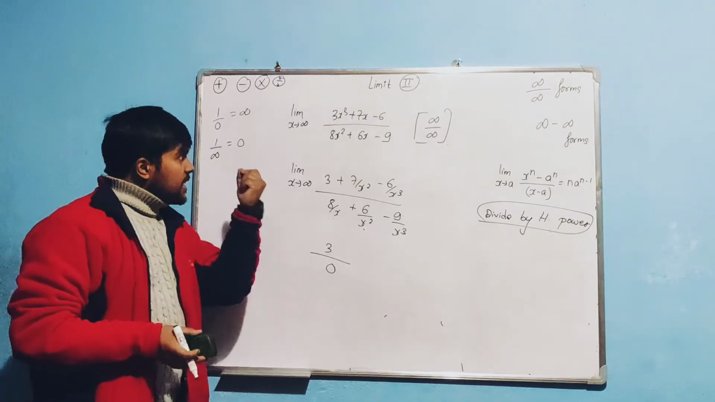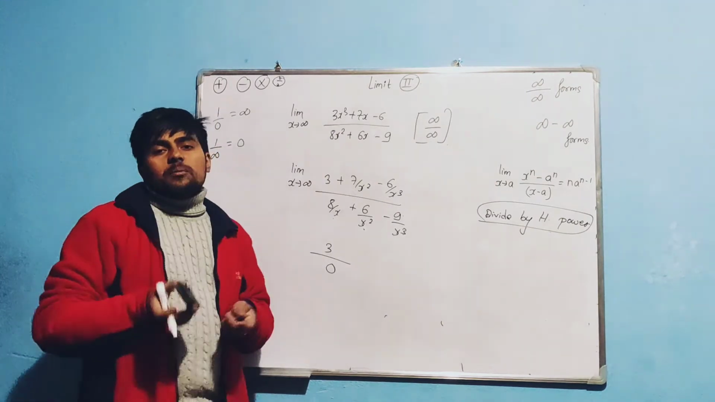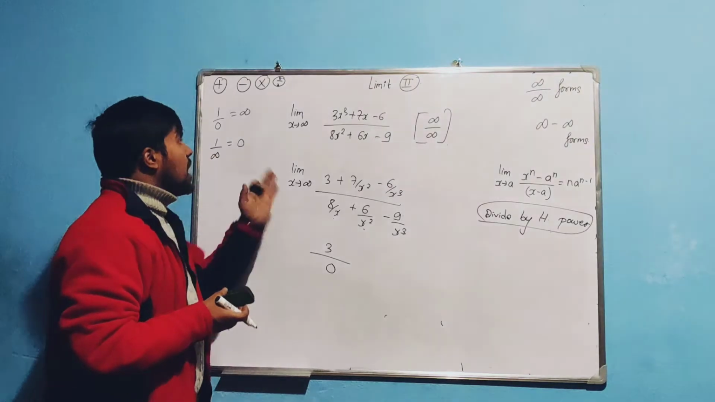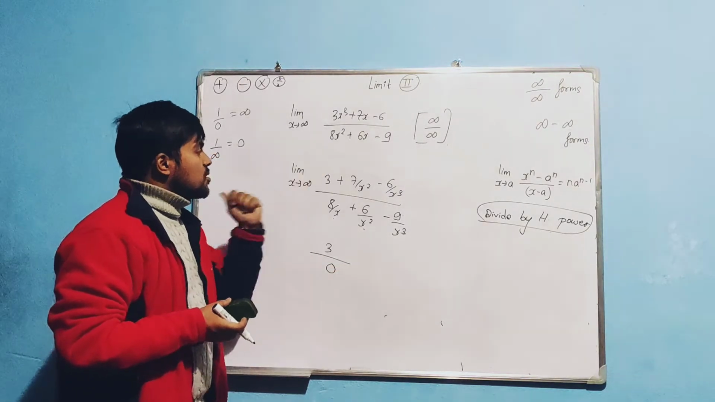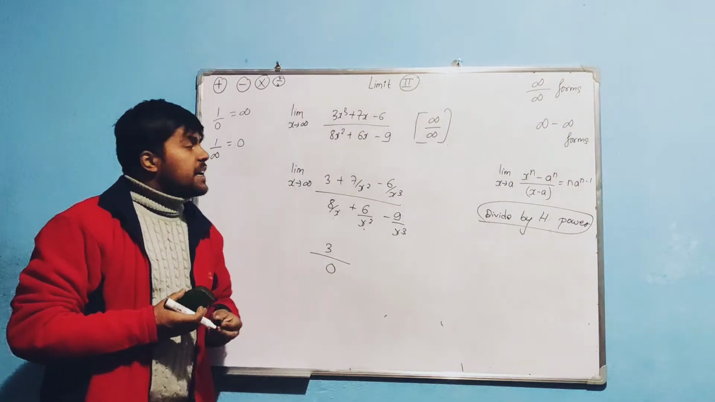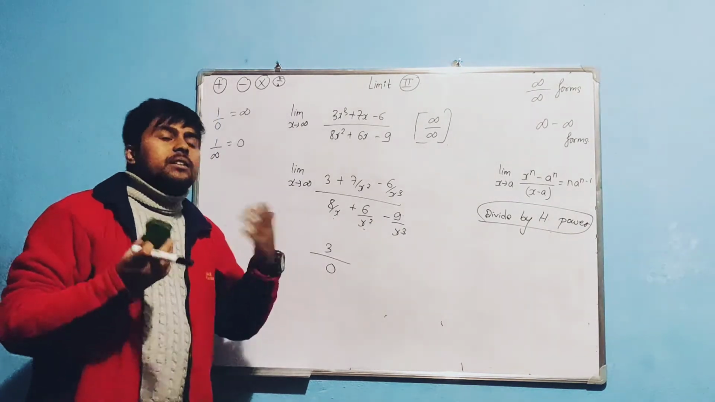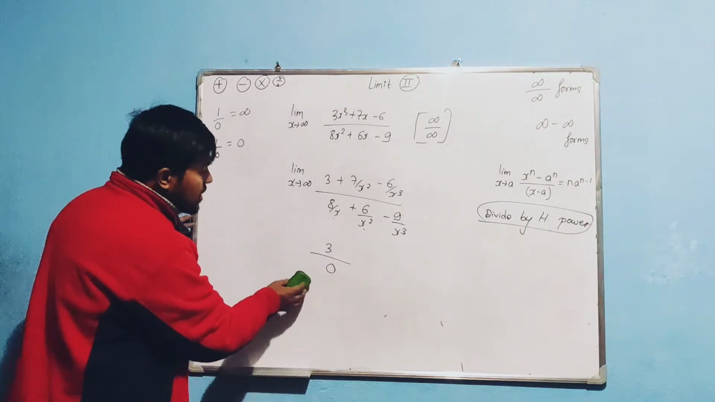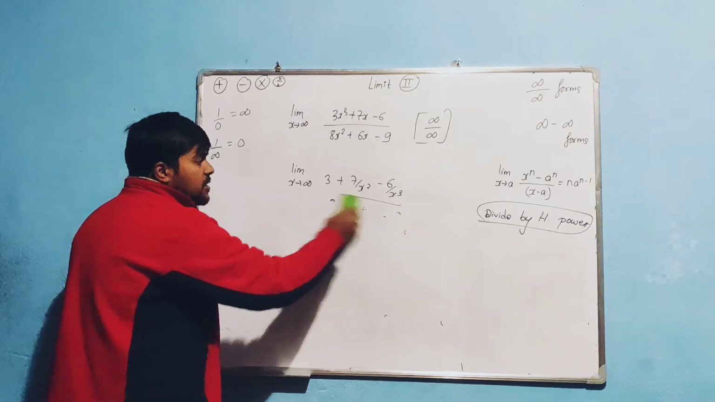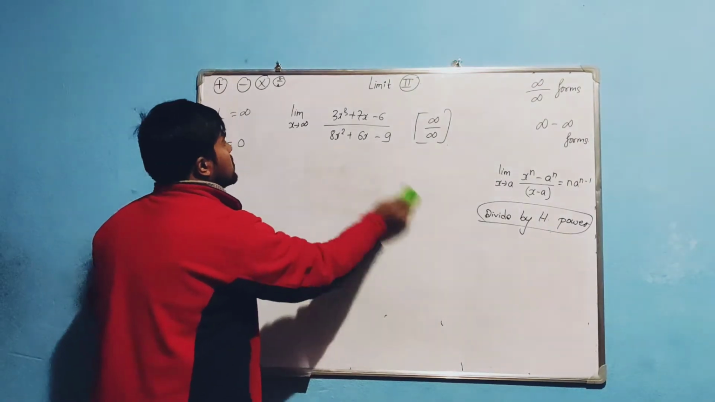सो इन जेनरल के बुझ्नु पर्यो भने यदि युनिफर्म पावर न्यूमरेटर र डिनोमिनेटरमा हामीले भेटिरहेछौं भने, the answer is always the coefficient of the highest power in the numerator and the denominator. So this is the basic concept in solving the problems regarding infinity by infinity forms.